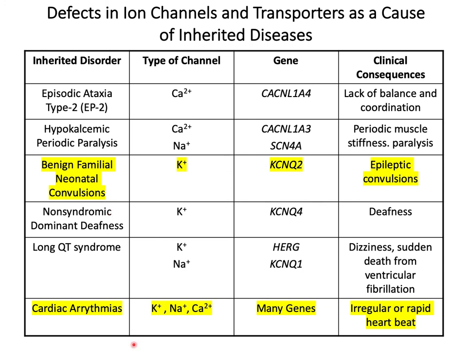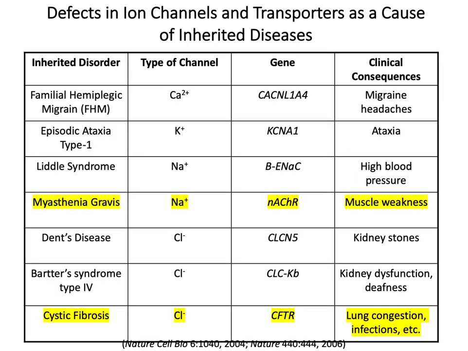For example, a large class of inherited cardiac arrhythmia occurs due to mutations in genes that encode potassium pumps, sodium pumps, or calcium pumps. There's another inherited disorder known as benign familial neonatal convulsions, which results from non-functional potassium pumps. Myasthenia gravis causes severe muscle weakness, which you may have heard about. That is a mutation in a gene that encodes a sodium pump. The inherited disease that you may be most familiar with is cystic fibrosis.